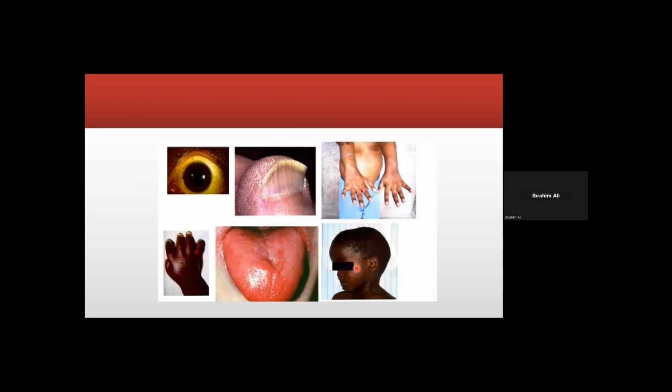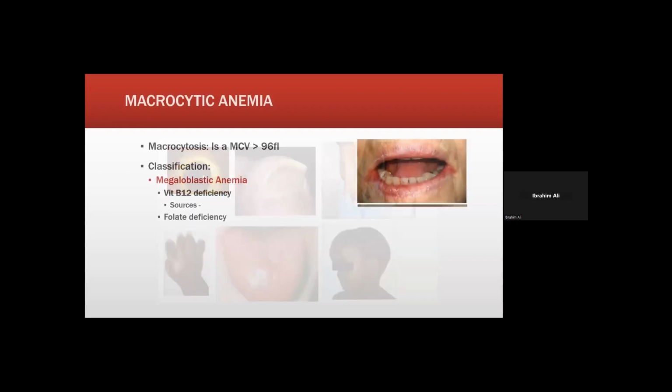Our next scope is macrocytic anemia. Macrocytic anemia is when we have our mean corpuscular volume, MCV, more than 96 femtoliters, but some books say 100 femtoliters. According to your notes, it will be 96 femtoliters.